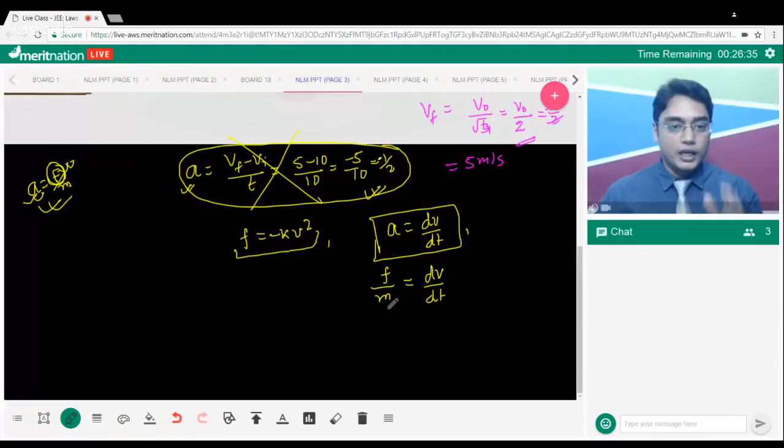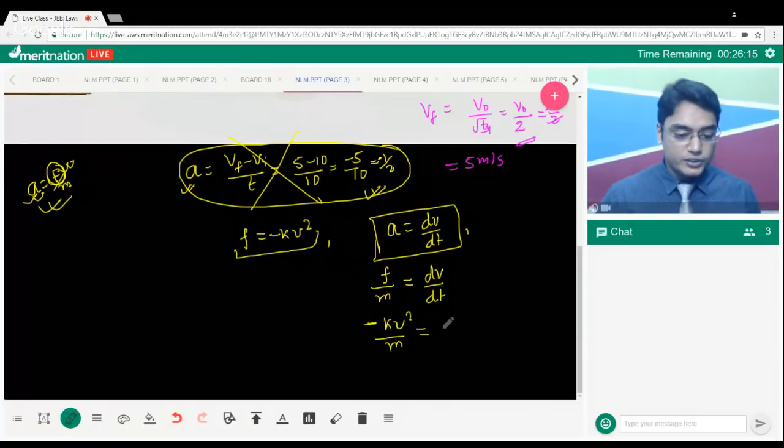Pankaj, don't worry. Now after this, we'll start from the starting, so you will be able to understand all questions, and you can watch the recorded lecture, no issue. So F upon m. So putting the value of F, minus k v square by m is equal to, Pankaj, don't worry. Next question, you will understand. Leave this question, right? So minus kv square by m is equal to dv by dt.